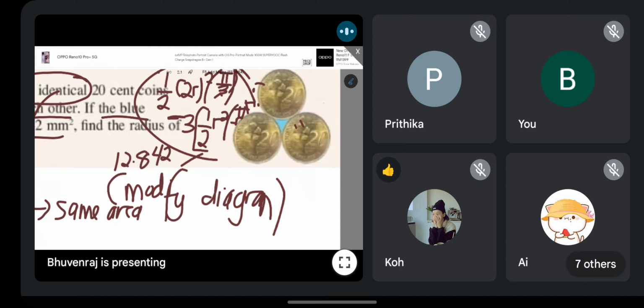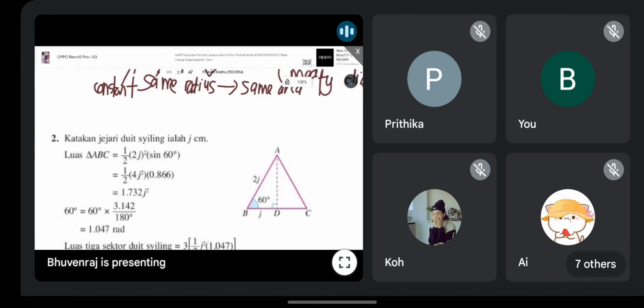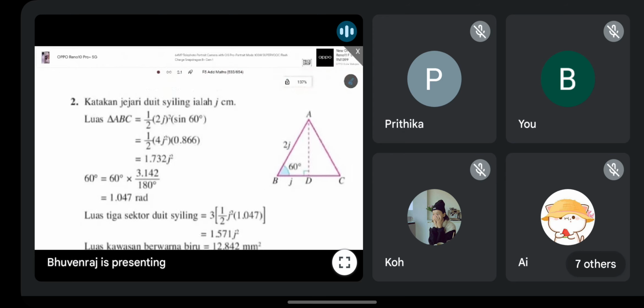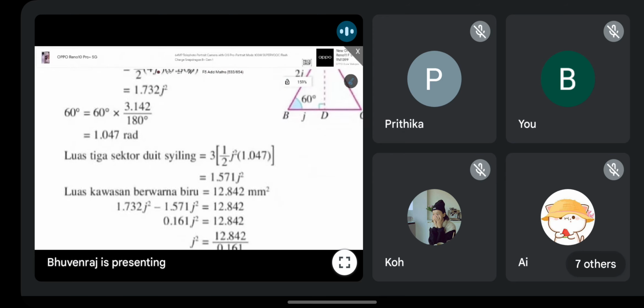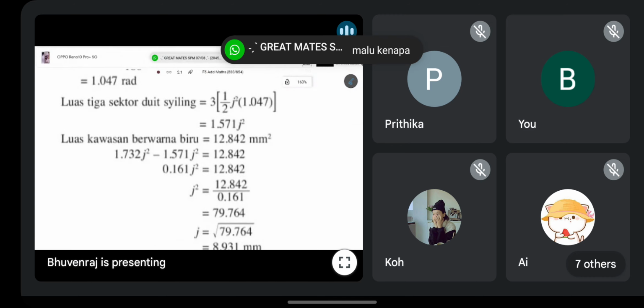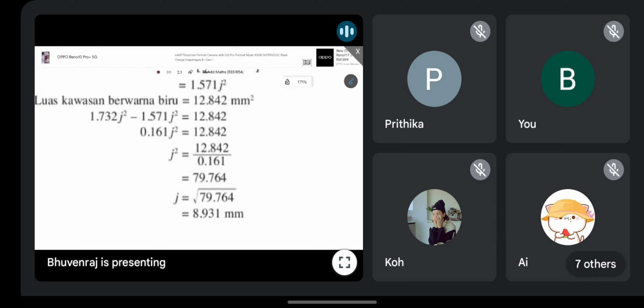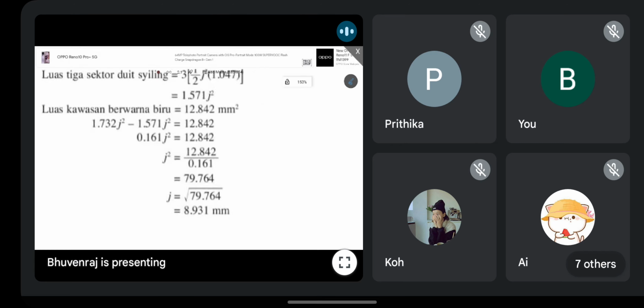All right, so this is the working, like what I showed you all. You find the triangle. Make sure to convert to radian. Then you find the sector. Triangle minus sector equals 12.842. So kamu selesaikan. Then you will get your jejari value, 8.931 millimeters.